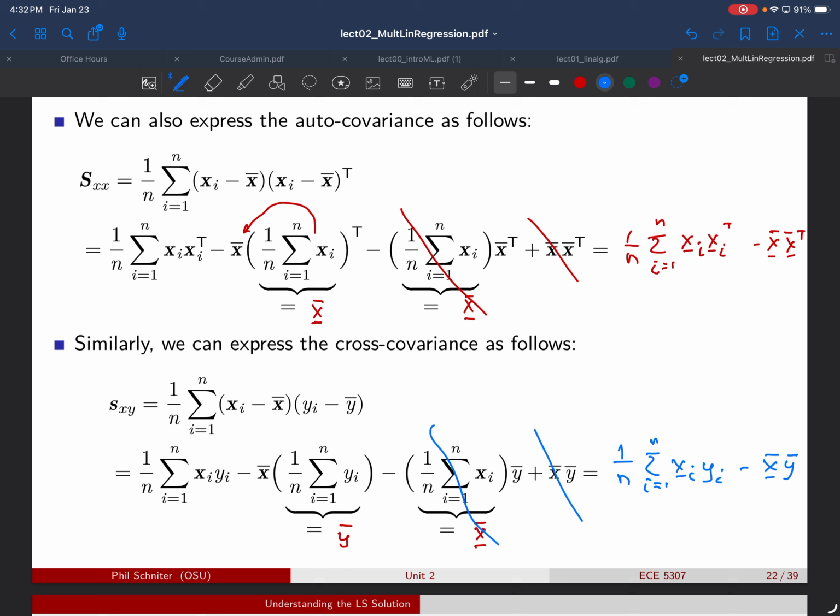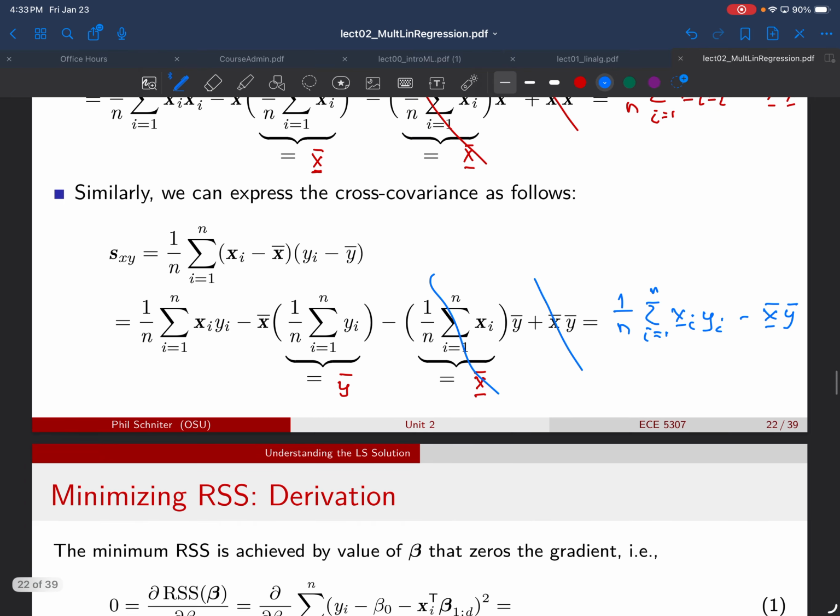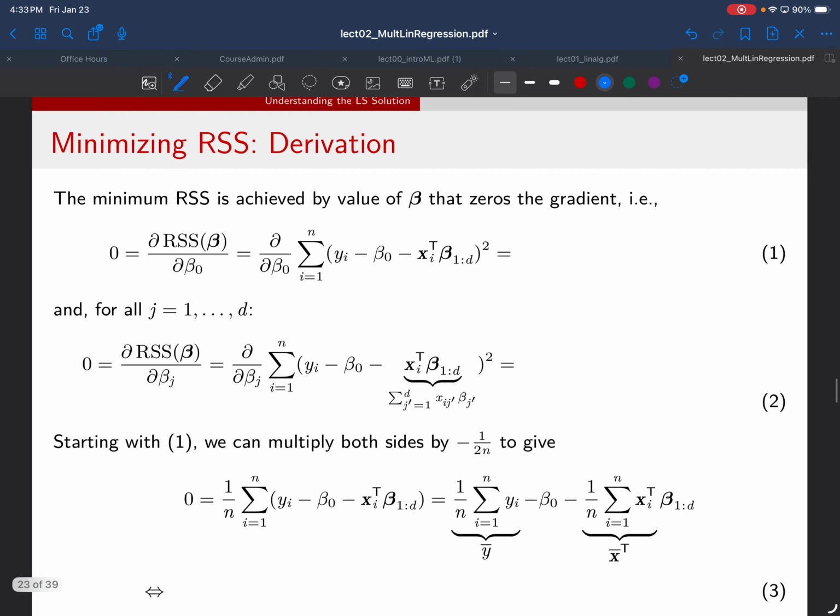Okay, so these are going to be useful today if we get to it. I don't know if we will. Probably not, but they're useful when we come back to it next lecture. Okay, any questions so far? Okay, great. So now we can dive into the derivation.